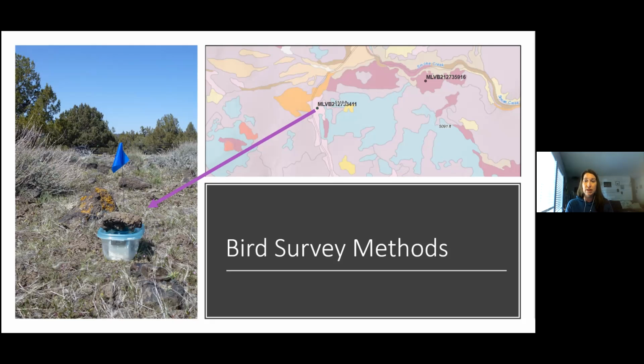These recording stations recorded bird vocalizations 3 times a day: before sunrise, at sunrise, and after sunrise. And we left them out to record for 3 consecutive days. These surveys were conducted across 2 years, so some sites were surveyed in 2018 and some were surveyed in 2019. All the recordings were then interpreted by an ecologist at UC Davis.